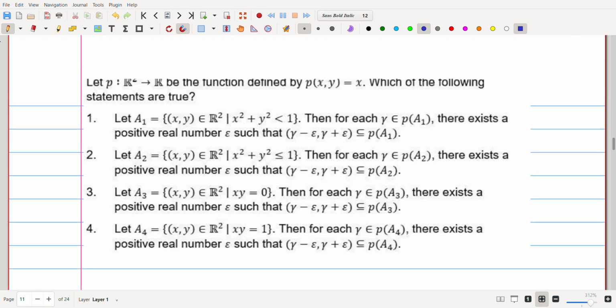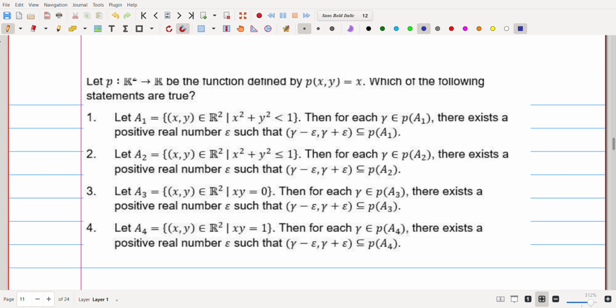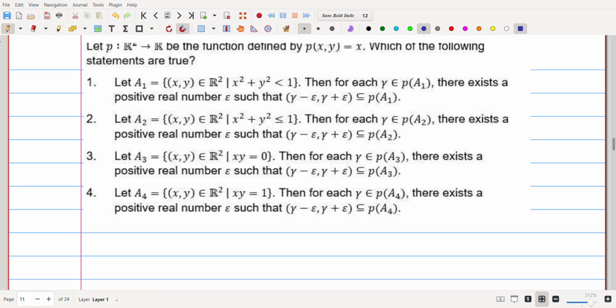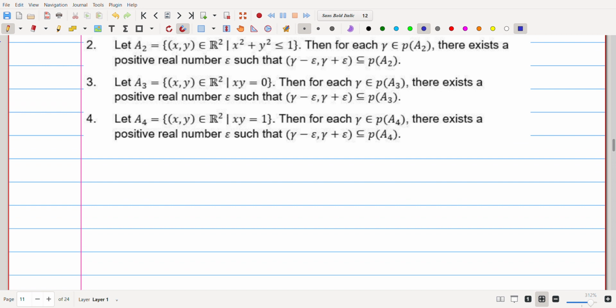Now move to the next one. So p from R2 to R is a function defined by projection on the first coordinate. So p of (x, y) equal to x. So that is projection on the first coordinate, right? Then which of the following is true? Let's draw the picture. So x square plus y square less than 1. So if it is say minus 1, if it is 1, then we have this, because it is less than 1. That means this boundary is excluded. So it is basically the unit disk.